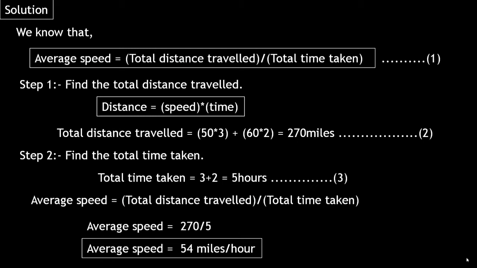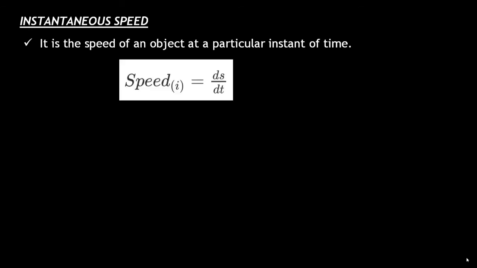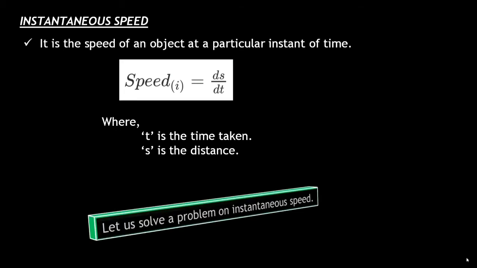So this is about the average speed. Now we'll discuss the instantaneous speed. It is the speed of an object at a particular instant of time. The formula for this will be instantaneous speed, that is speed subscript I, is equal to ds by dt, where t is the time taken and s is the distance traveled. To understand instantaneous speed in detail, let us solve a problem on instantaneous speed.